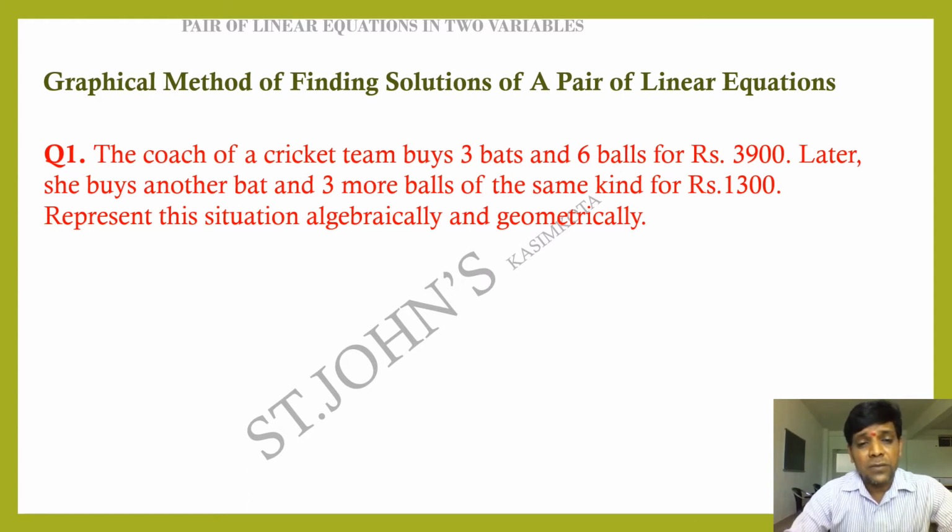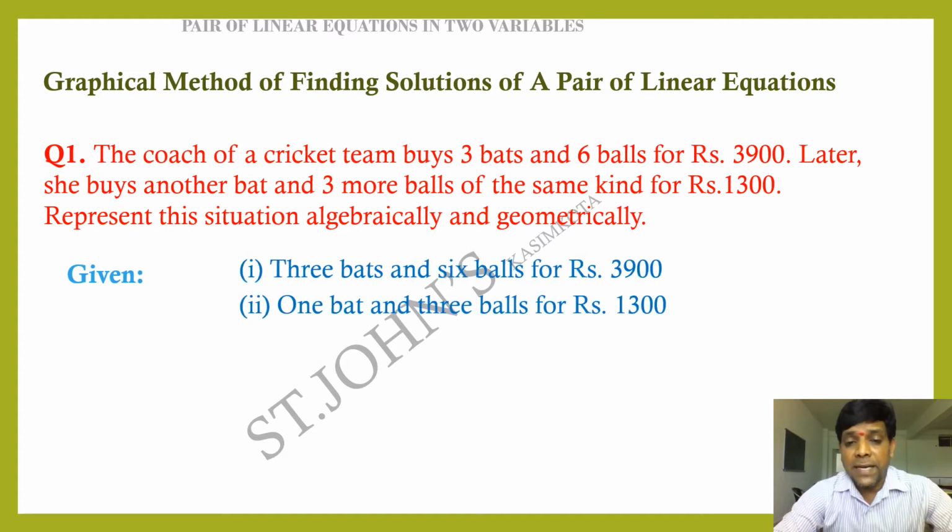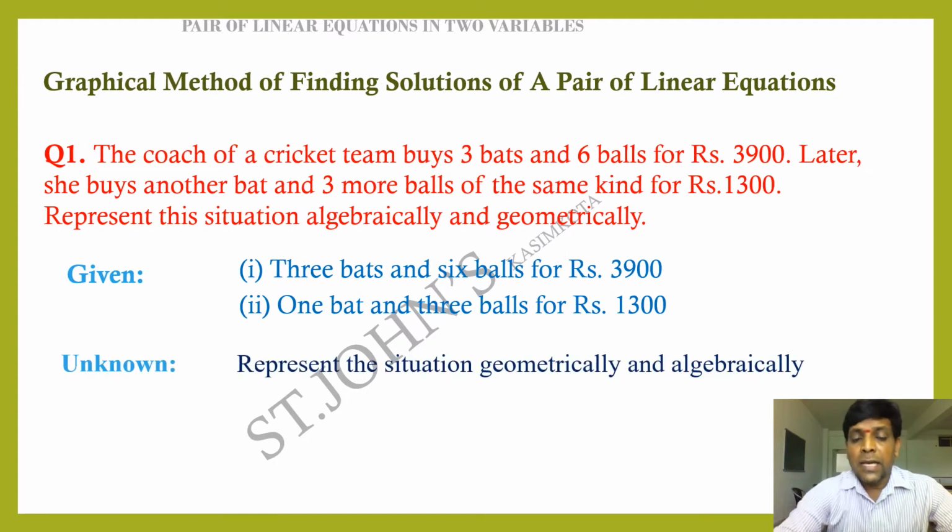So what is the given condition? There are 3 bats and 6 balls; 3 bats and 6 balls cost 3,900 rupees. At the same time, later she buys another bat, so one bat and 3 balls cost 1,300 rupees. This is the given condition. So what is the unknown? Unknown means represent the situation geometrically and algebraically.